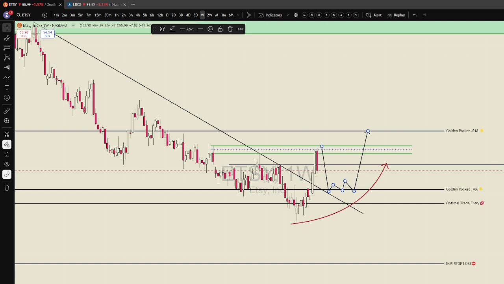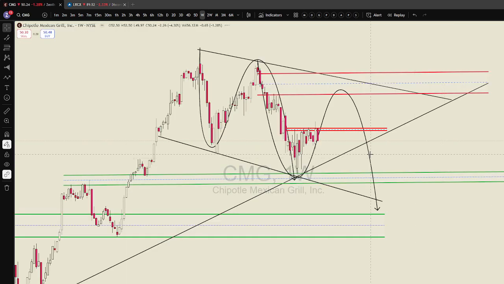All right, and then another name that I was looking at is Chipotle. So Chipotle has been basing around this zone, 44 and 51, for a while.